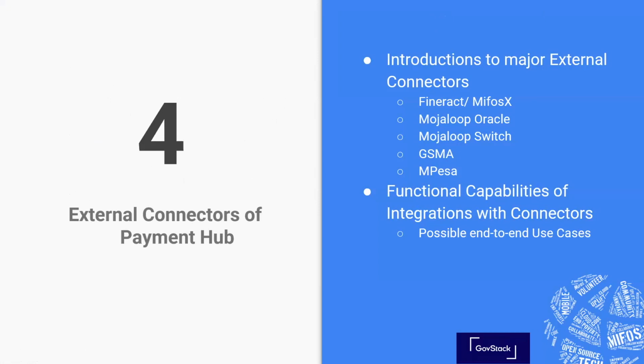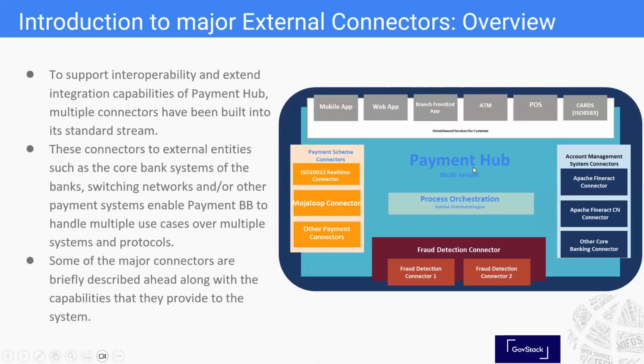Now we come to the external connectors that we keep talking about, because they are important in the sense that they extend the capability of the Payment Hub itself. Some of the connectors that we'll be talking about are the Fineract and Mifos X connector, the Mojaloop Oracle for account lookup services, the Mojaloop Switch, the GSMA and M-Pesa. We'll just quickly come to it. Above, we saw a somewhat detailed internal architecture of the Payment Hub.